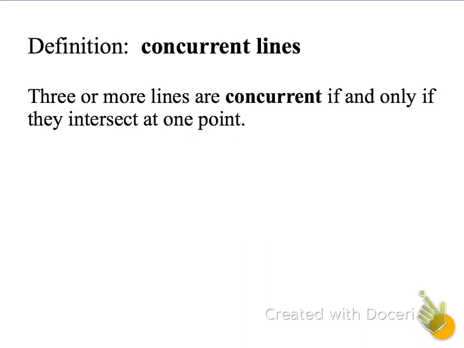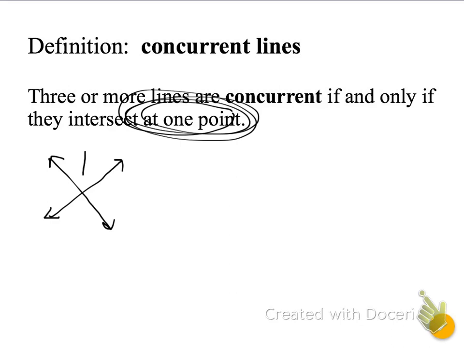So, definition of concurrent lines. Three or more lines are concurrent if and only if they intersect at one point. Biggest key there: one point. Okay? So one line, two lines, three lines. They are concurrent because they intersect right here. They have to intersect all three lines at one point.